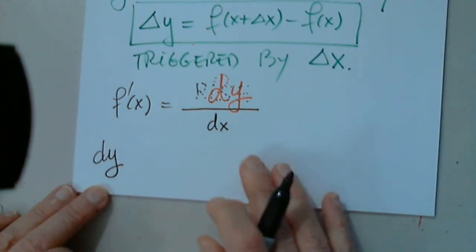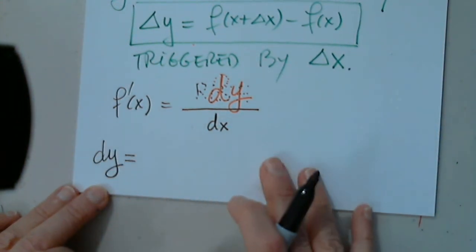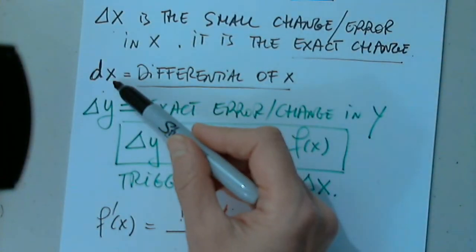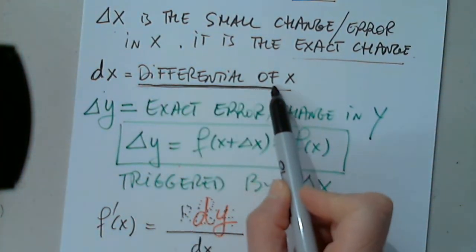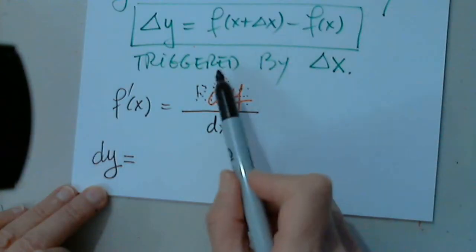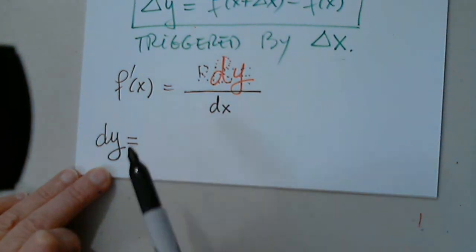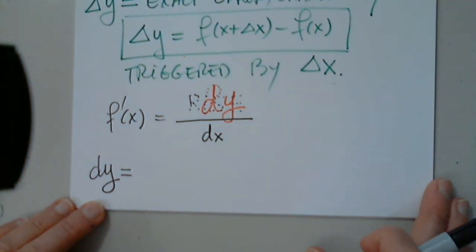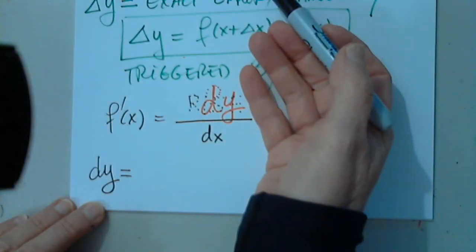So dy, what do you think dy is? Delta x is the exact change. Dx is the differential of x. Delta y, exact error triggered by delta x. What do you think dy would be? A differential of y. Exactly.